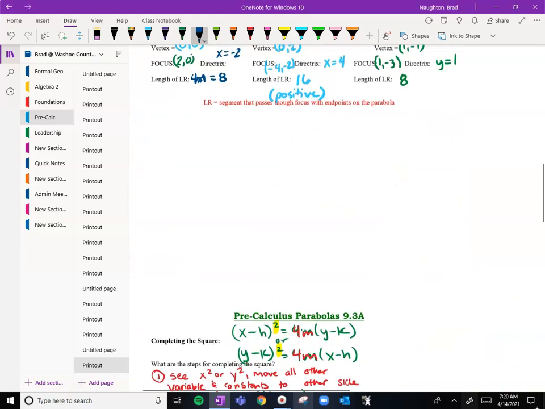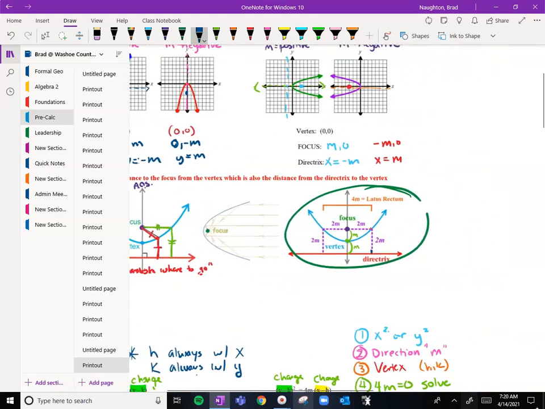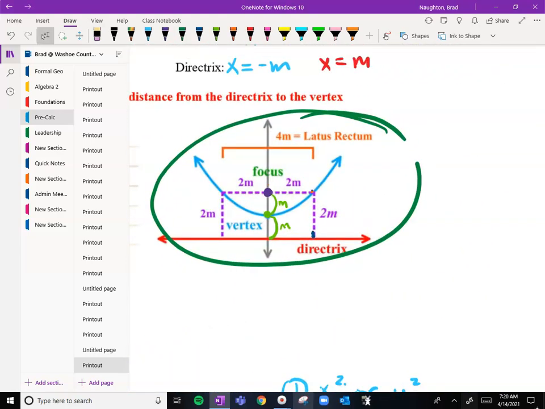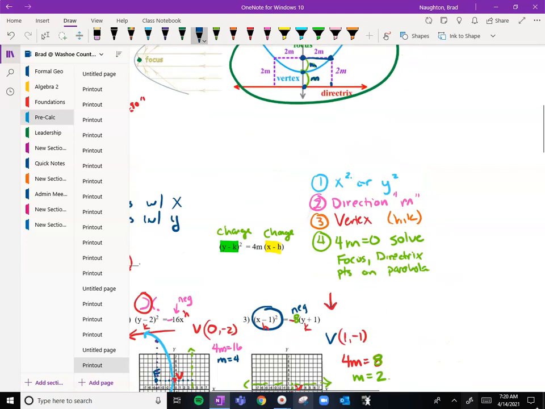So if we go back to that diagram we mentioned in the previous video right here, that allows us to find the distances. So in between the vertex and the focus is just m. In between the vertex and the directrix is m. And then between the focus and a point on the parabola, that's 2m.